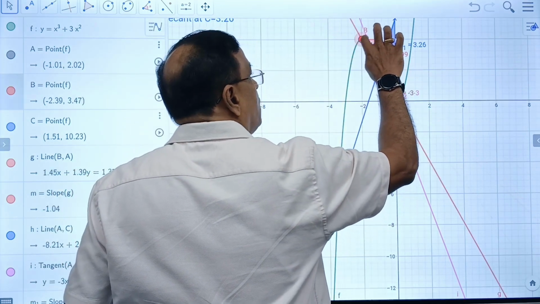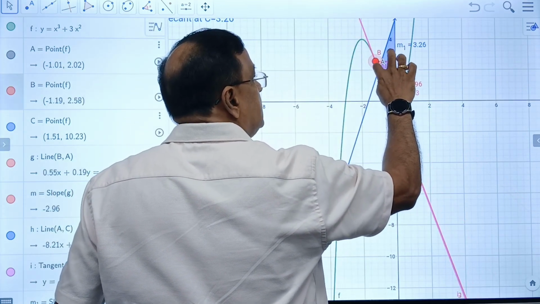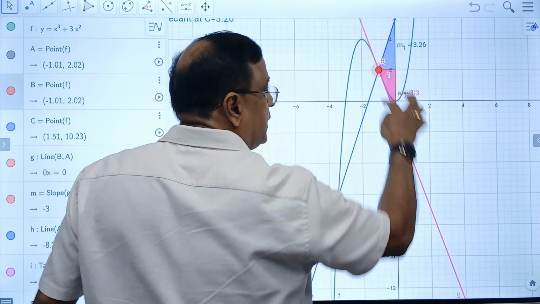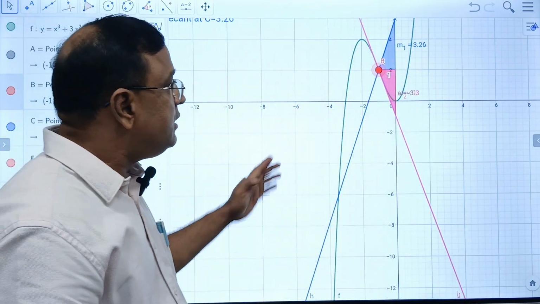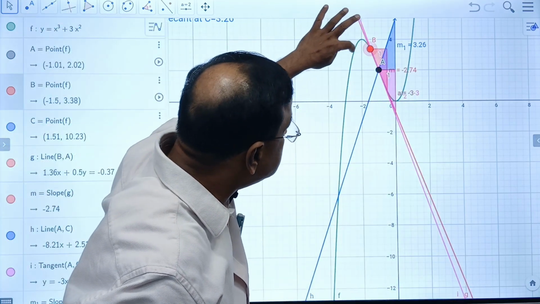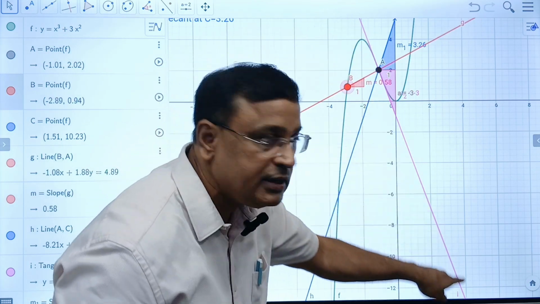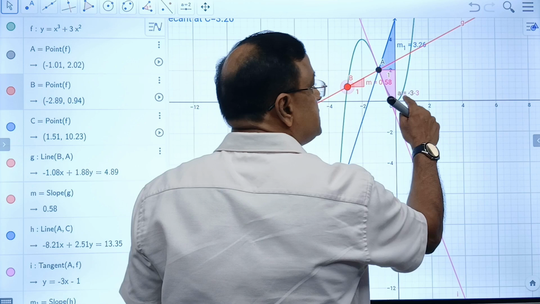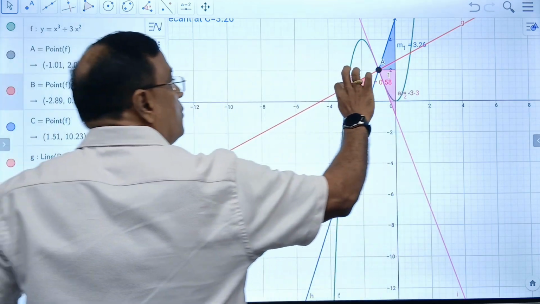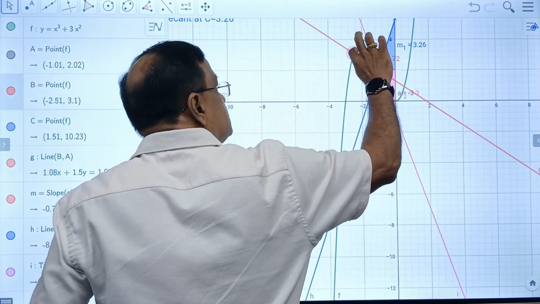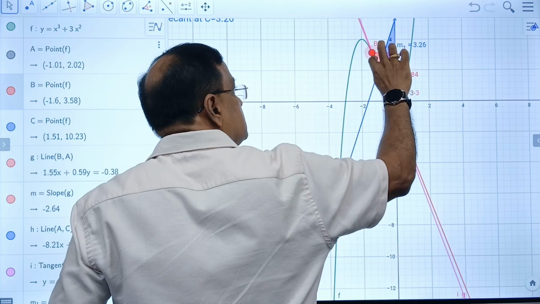When I reach this point A, you can see the pink, that's a tangent. The secant becomes a tangent. I'll just show you once again. See this? This is a secant. Can you see this is a secant? And this is the tangent. Slope of the tangent is -3. Now, when I move this, the secant slowly becomes a tangent.